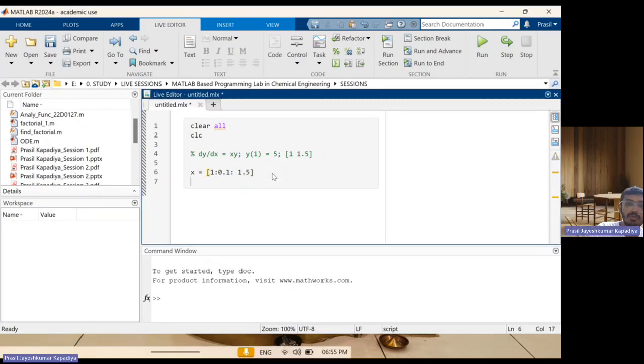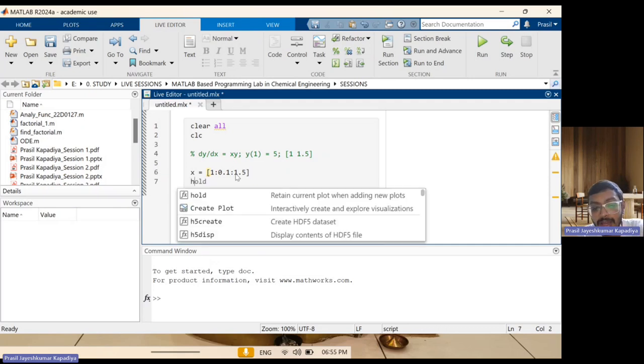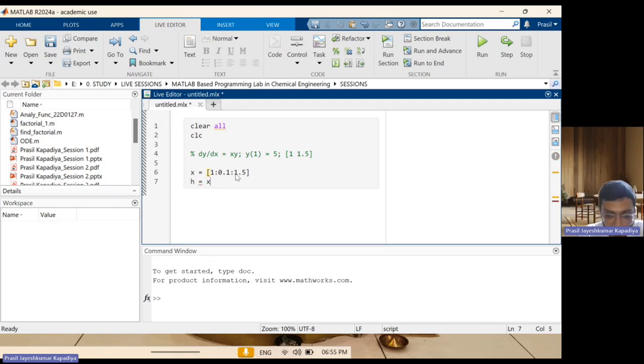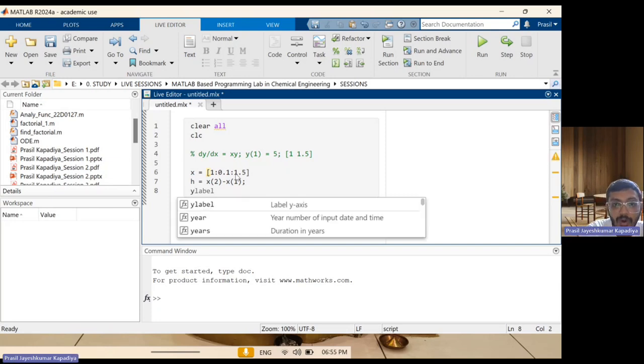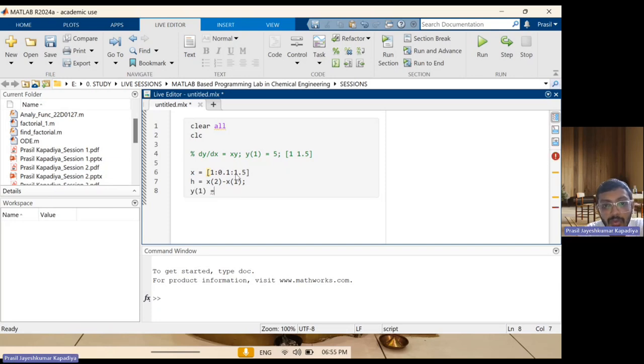Okay, let's say I'm going from 0.1 to 1.5. So here my h will be equal to 0.1. But let's say I'm not directly writing h; I'm calculating h, that is equal to x of 2 minus x of 1. This will be my h. Correct? And my first value of y, y of 1, is equal to 5, corresponding to the first value of x. Now let's write down a code for Euler method.